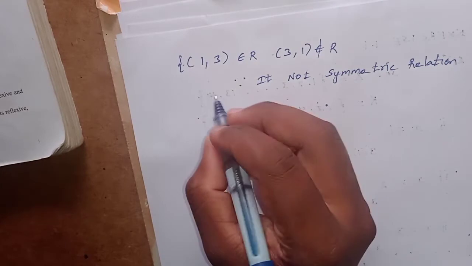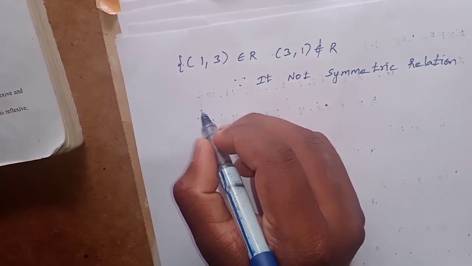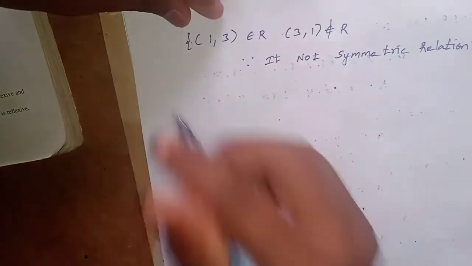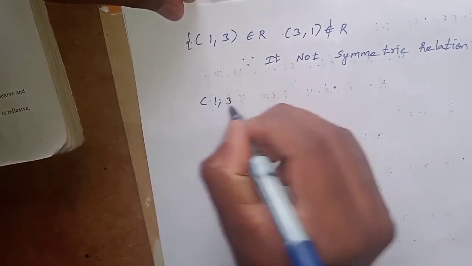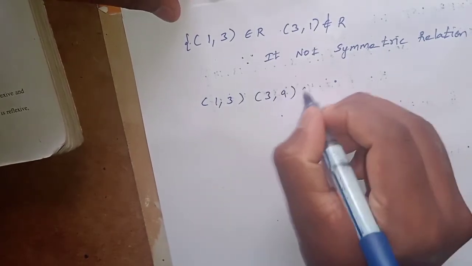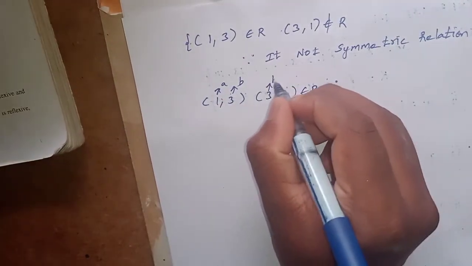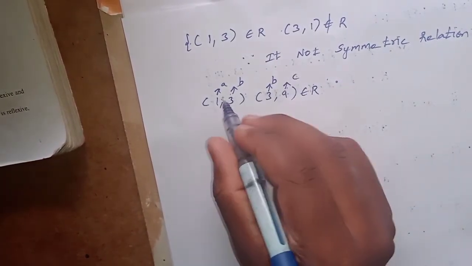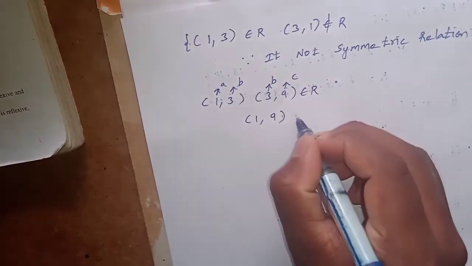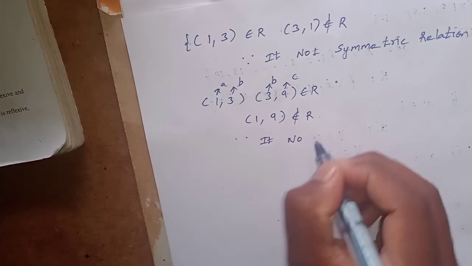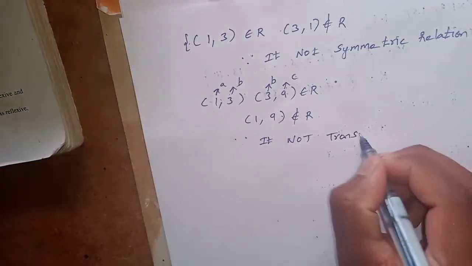Okay, next, transitive. For checking transitive, (A, B) and (B, C) belong to R. (A, B) is (1, 3), and (B, C) is (3, 9), which belongs to R. Here it is A, here B, and here B and C. Therefore (A, C) is (1, 9), which does not belong to R. Therefore it is not a transitive relation.